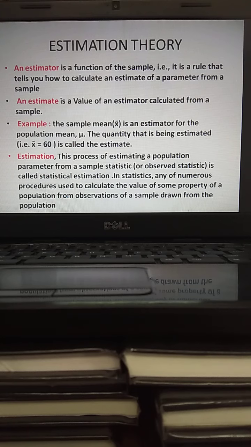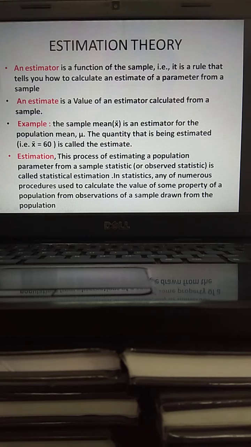You know so many formulas till date, understand? A simple example is the arithmetic mean. What is the formula? Sigma xi by n. What do you call that? Estimator. By using that formula, that estimator, you get one numerical value. That numerical value you call the estimate. I mean to say, the answer.